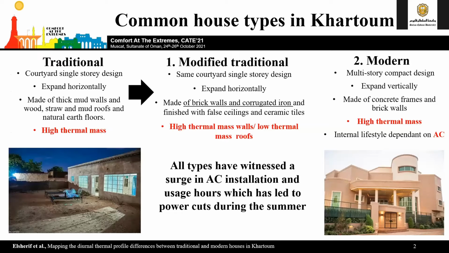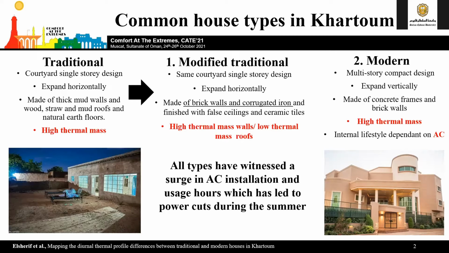Common house types in Khartoum were the traditional house, which is, as you can see here, just your average courtyard house with traditional materials like mud, wood, straw, and natural earth floors. But over time, people wanted more stable materials, so they kept that same design, but they demolished the houses and rebuilt them with brick walls and corrugated iron roofs. So that introduced a new dynamic, which is low thermal mass roofs.